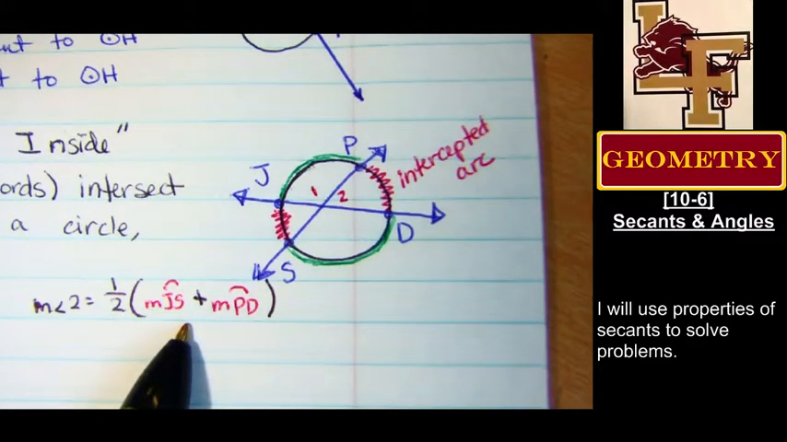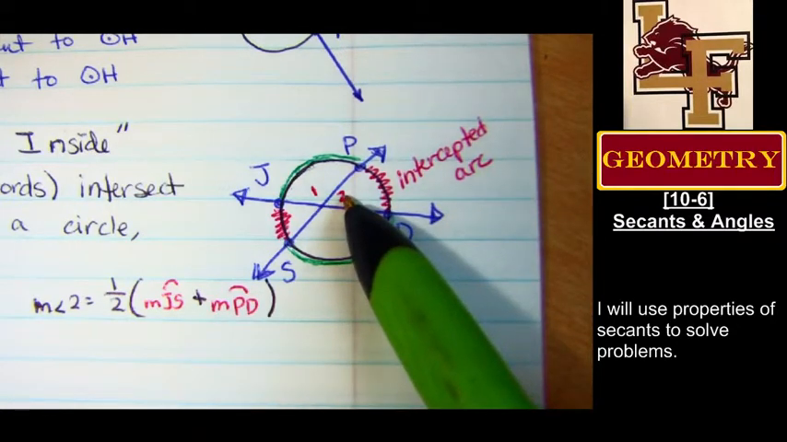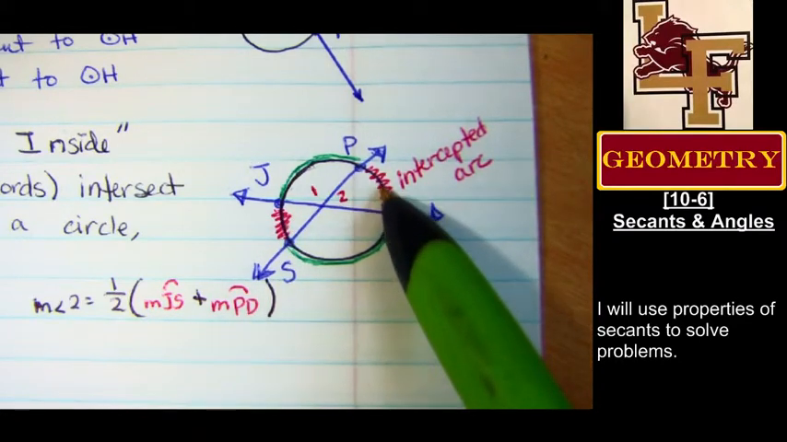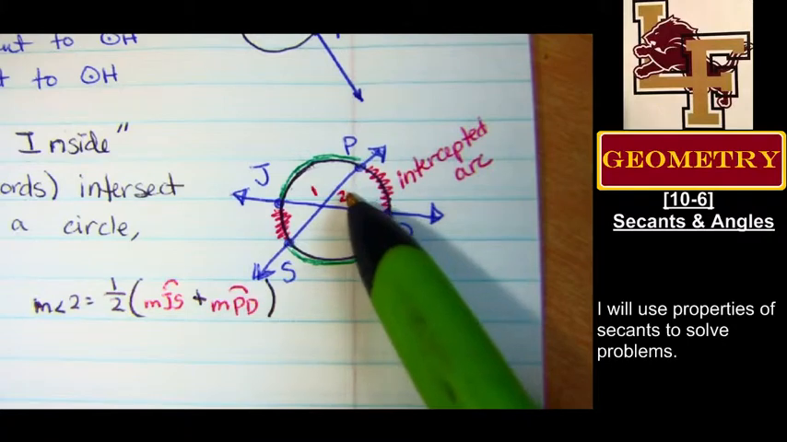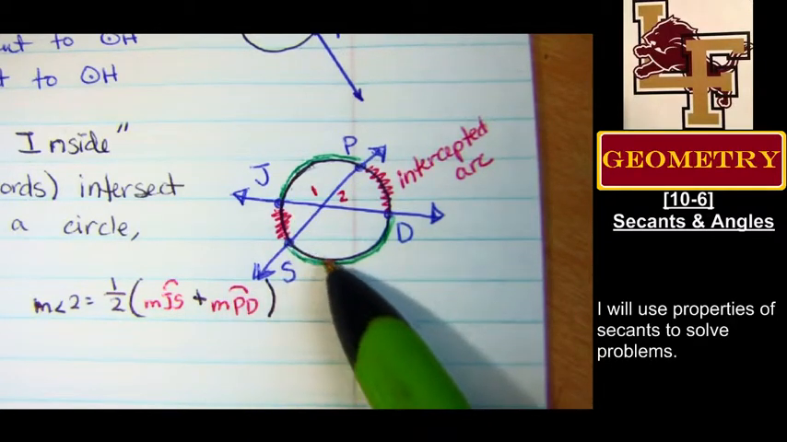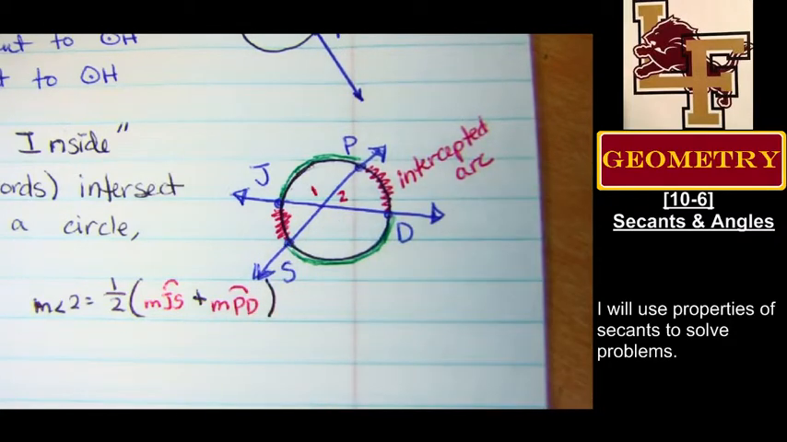How do you know which intercepted arcs to use? If I'm looking at angle 2, it's going to be this one and this one. So these are all intercepted arcs. This arc got intercepted by this angle. This arc got intercepted by this angle. This arc got intercepted by this angle.